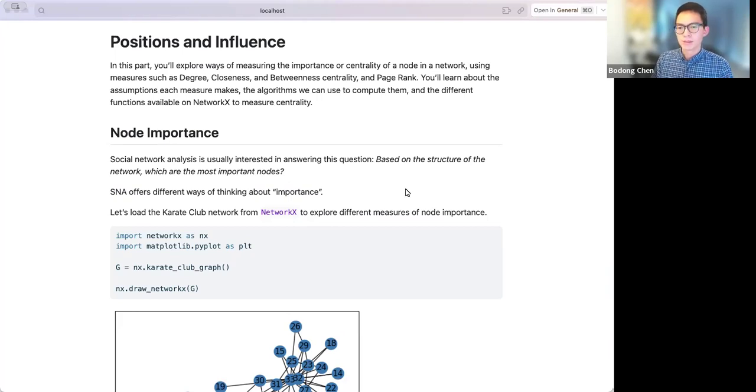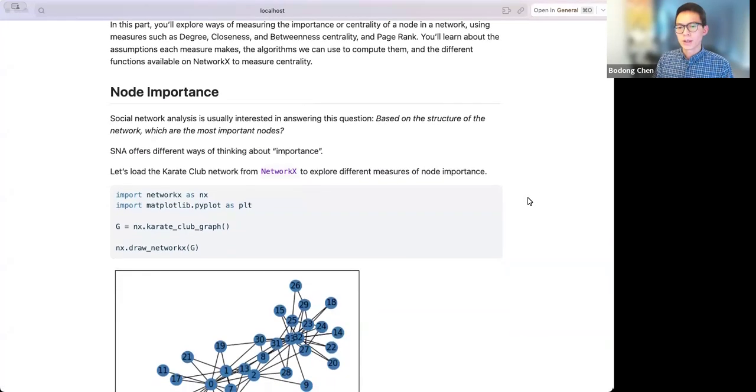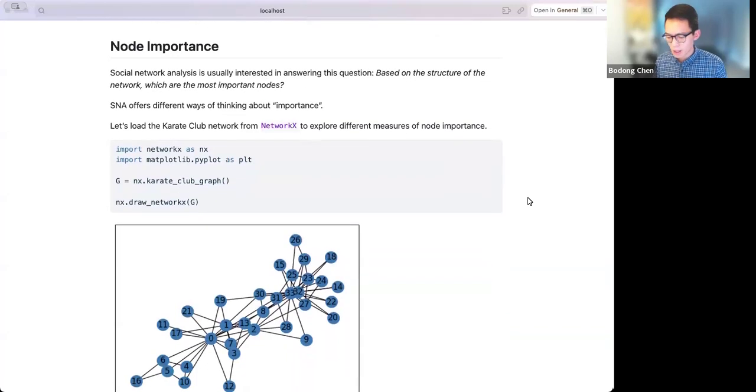So let's get started. Node importance is an important concern in social network analysis because we often ask this question, based on the structure of the network: which nodes are important, or which are the most important nodes that we want to identify? And this question can have direct applications in many cases.